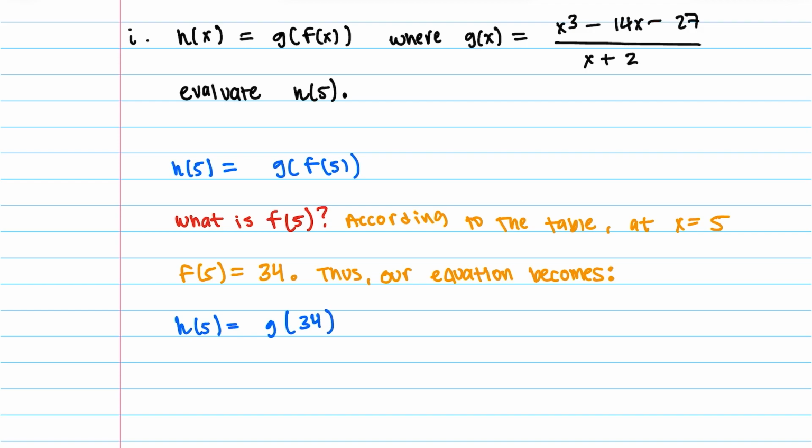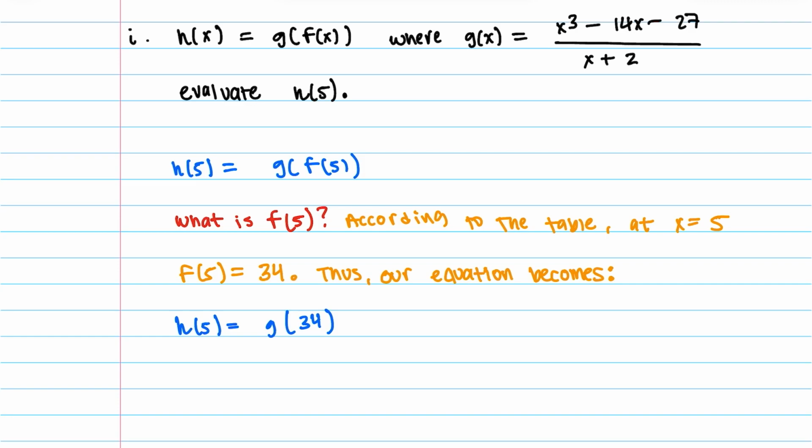Now, at this point, all we have to do to evaluate h of 5 is figure out what g of 34 is. So the exercise actually tells us what g is. g is defined to be x to the third power minus 14x minus 27, all divided by x plus 2. Now, if you want to evaluate g at 34, all you have to do is plug in a 34 wherever you see an x.